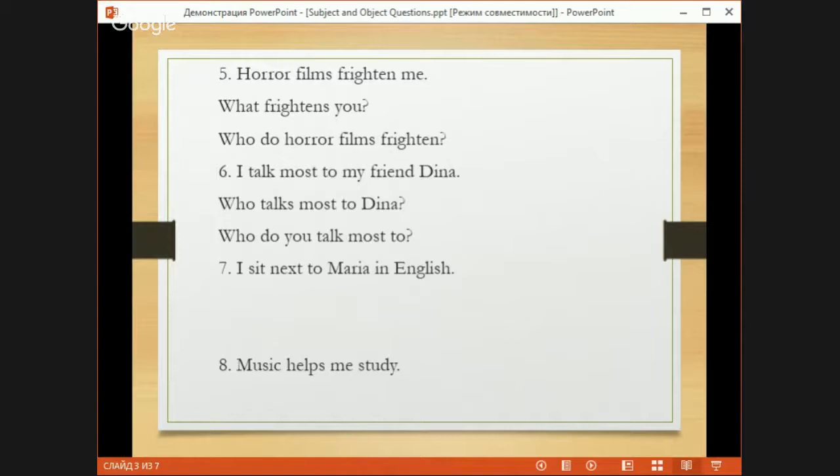I sit next to Maria in English. I is the subject of the question. How to ask the question? Just say who. Who sits, third person, next to Maria in English? Next to Maria is the object of the question, object of the sentence. So we also say who, but it's present simple. We say, who do you sit next to?